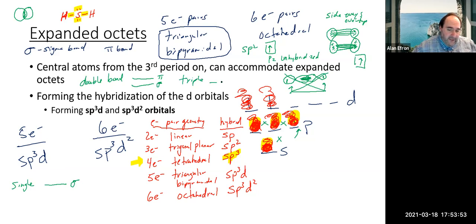The first line you would draw would be your sigma bond. The second line would be a pi bond, and the third line would also be a pi bond in that case. So a single bond is typically made up of just a sigma bond. A double bond is made up of two types of bonds: one is the sigma bond and one is the pi bond.